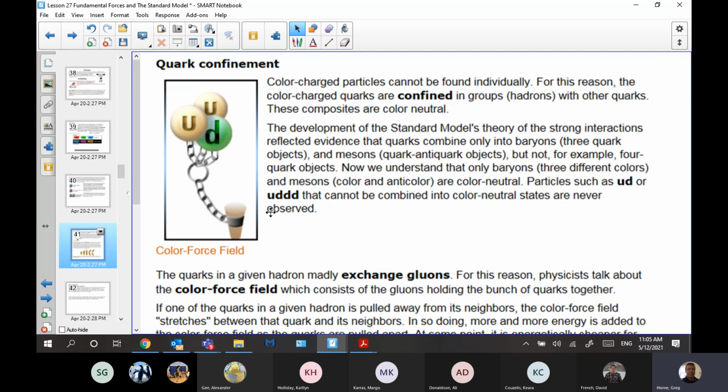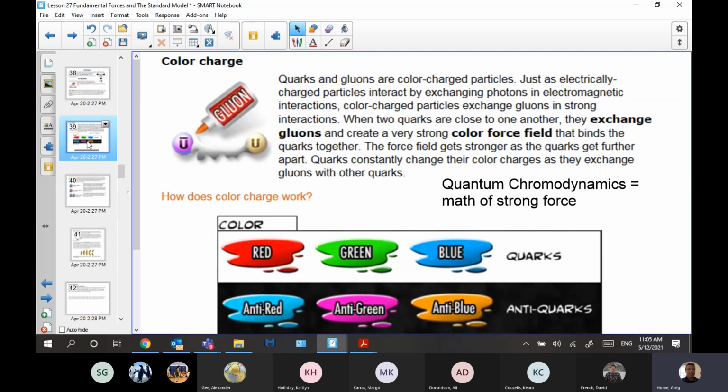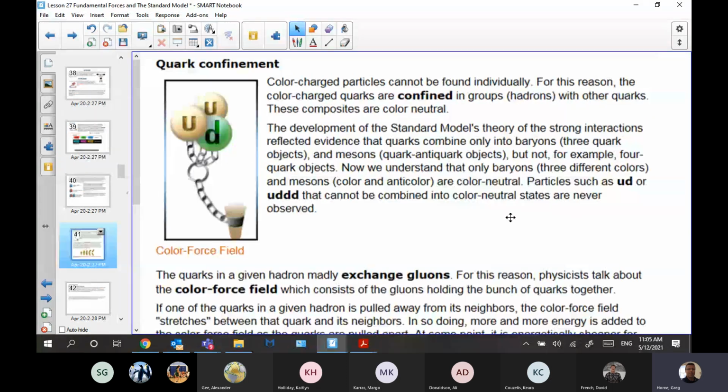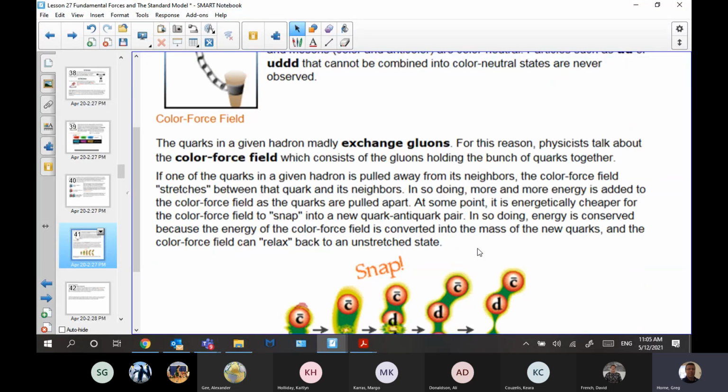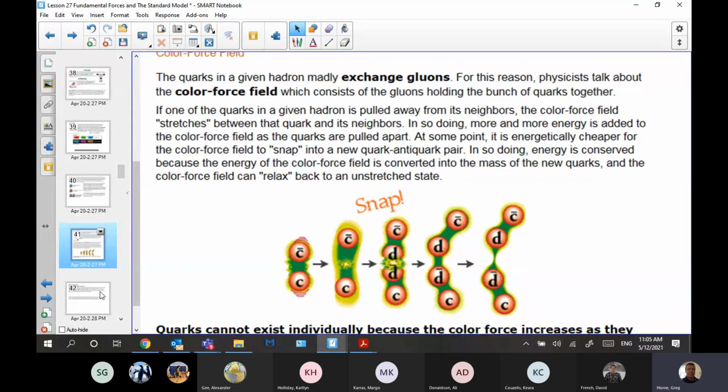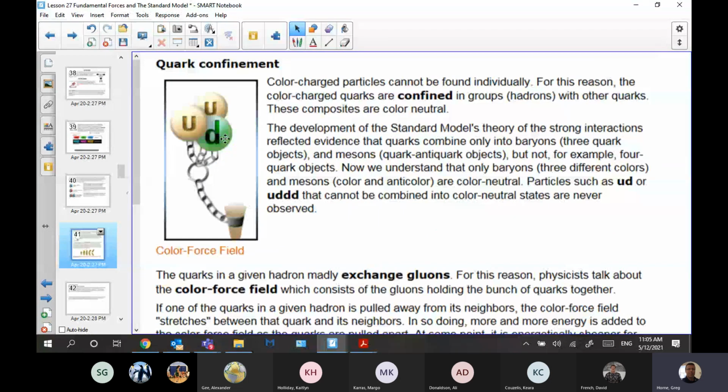They don't have that. It's basically what they call a color neutral state. Picture having a red and a green, and then you say, oh, that would combine to be yellow, and it's color neutral, or whatever you want to call it, right? It's just something interesting about the world around us, that you have to have either three quarks or a quark and anti-quark.